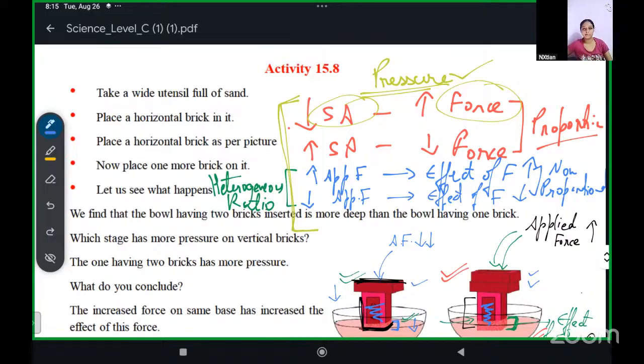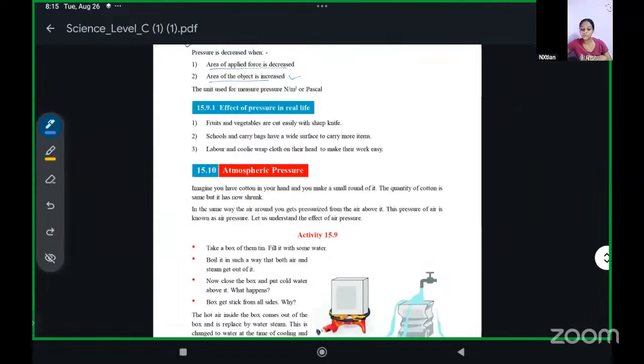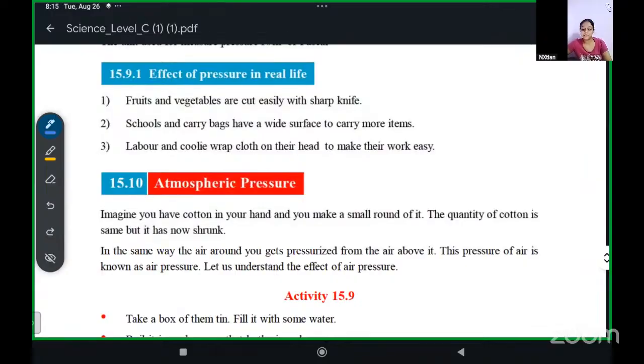Yes, ma'am. Okay, so we will stop here for today. Tomorrow we will see what the effect of pressure is in real life and what atmospheric pressure is. Okay, we'll do that tomorrow, but today we'll stop here. Five minutes break for y'all, and then we'll start with simple interest.